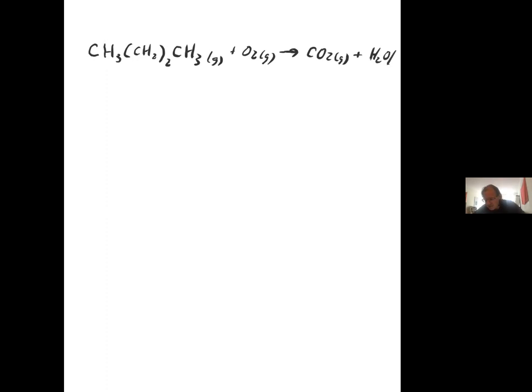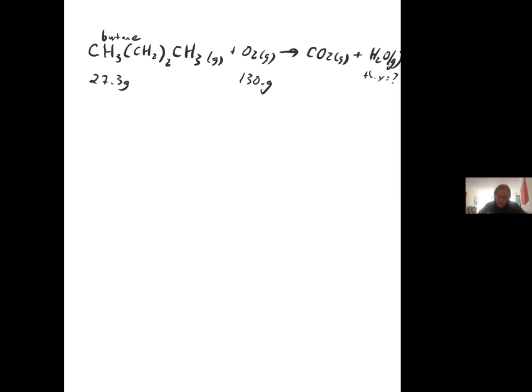Now here's the issue. Well, let me just go through the whole question. What is the theoretical yield of the water when you react 27.3 grams of this, which is called butane, and 130 grams of oxygen? So notice there's a lot more oxygen here. Most likely the oxygen's the excess reactant.